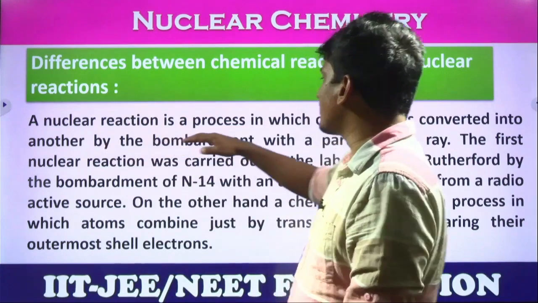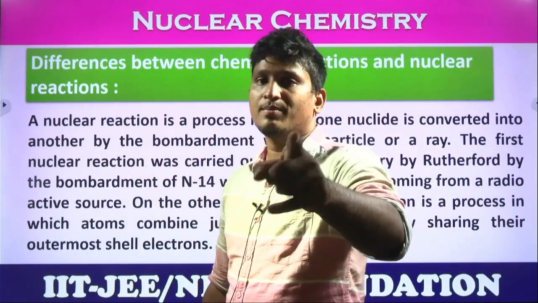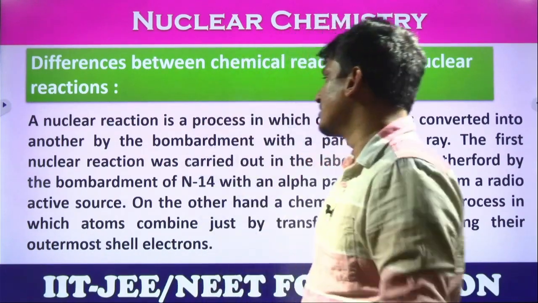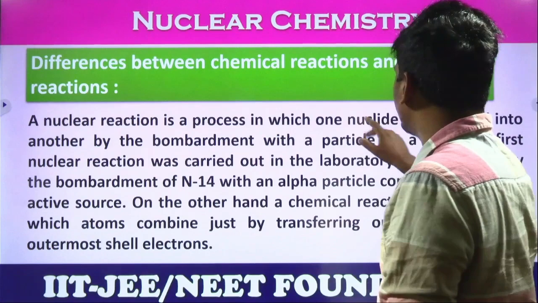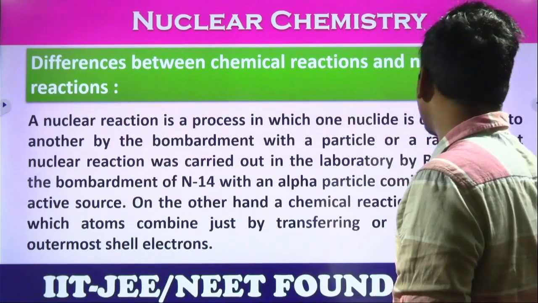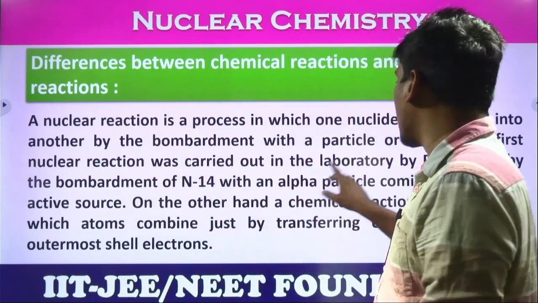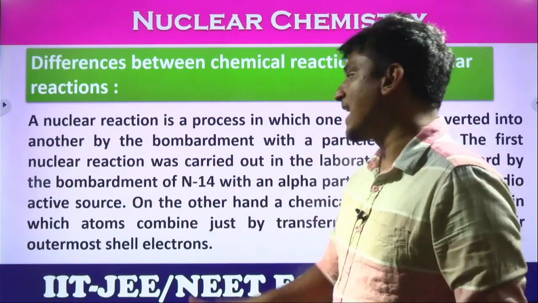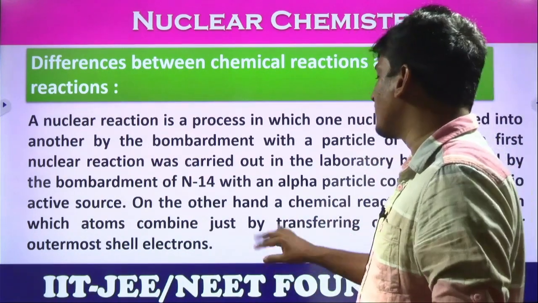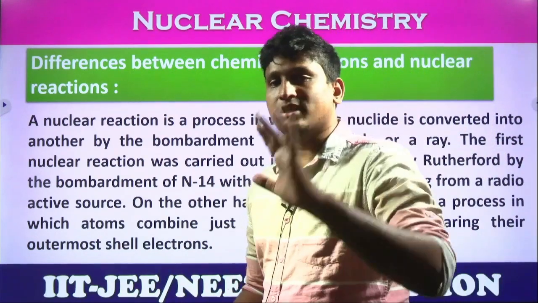A nuclear reaction is a process in which a nuclide is converted into another. Nuclide means a particular species of nucleus with a particular number of protons and neutrons, converted by the bombardment of a particle or a ray. The first nuclear reaction was carried out in the laboratory by the scientist Rutherford, by bombarding nitrogen 14 with alpha particles coming from a radioactive source. On the other hand, a chemical reaction is a process in which atoms combine just by the transfer or sharing of their outermost shell electrons. That is a chemical reaction.